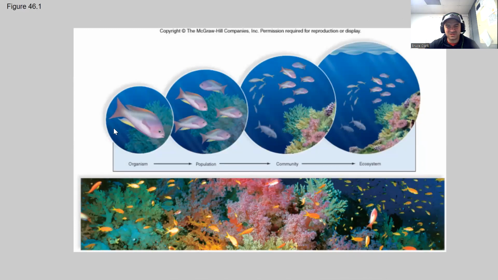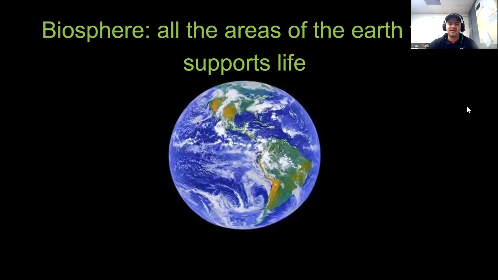So once again, we start off with organism and work all the way up to ecosystem as we're looking at that. And then lastly, all the ecosystems together, we consider that the biosphere. So far, we know of exactly one biosphere, and that's Earth. But all the areas on Earth that support life are the biosphere.